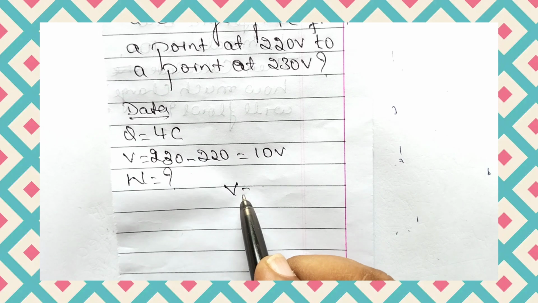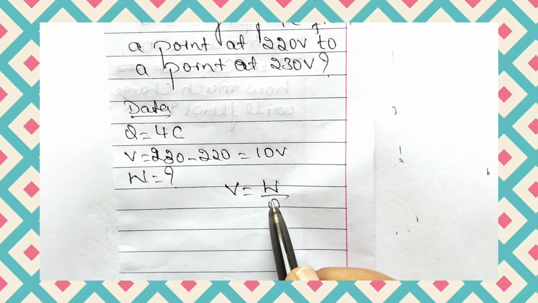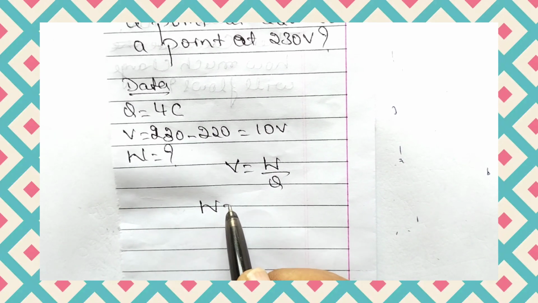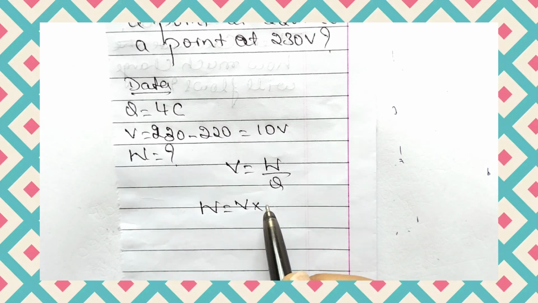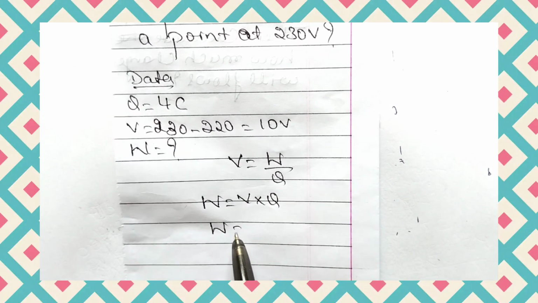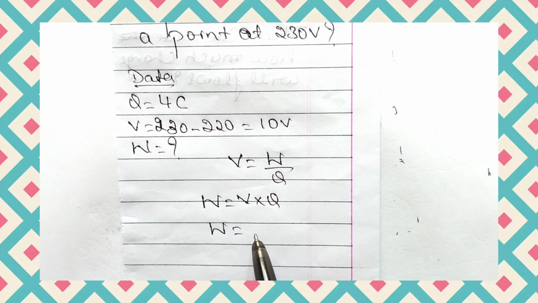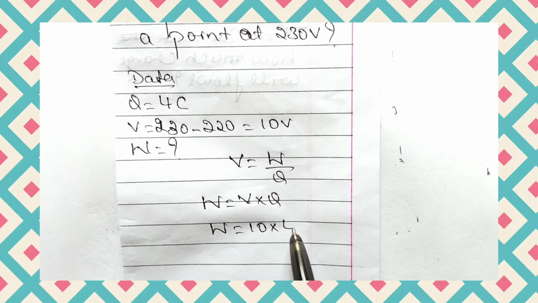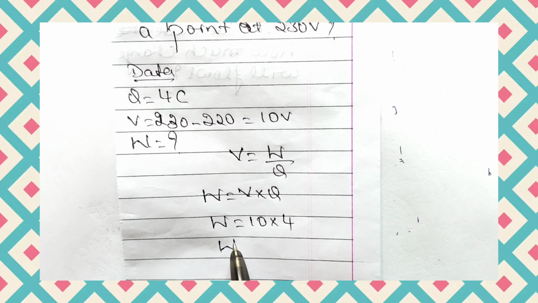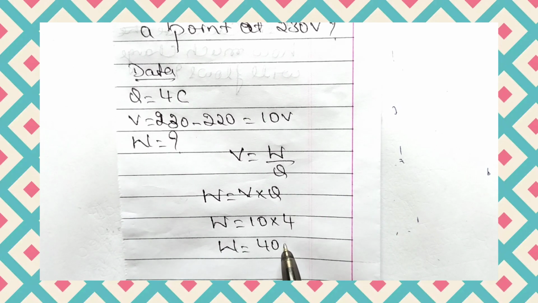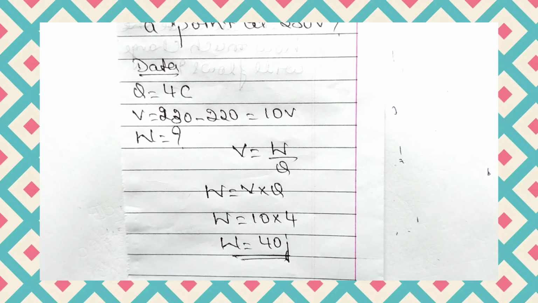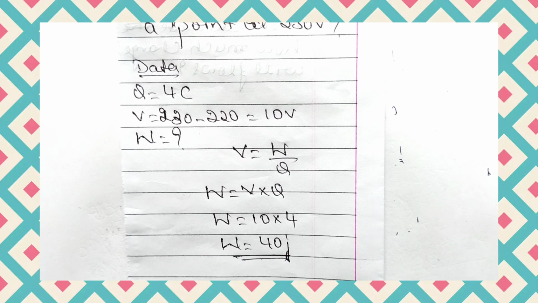So what is the relation between these three? V is equal to W by Q, or W is equal to V into Q. So W, work done, is equal to V, which is 10, into Q, which is 4. So work done is equal to 4 tens are 40 joules. So 40 joules of work is done. 40 joules of work is done. So like this we have to solve question number 8. Now let us move to question number 9.